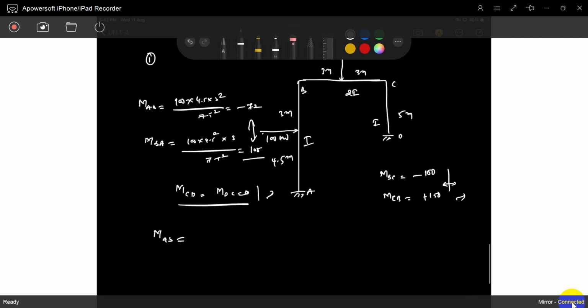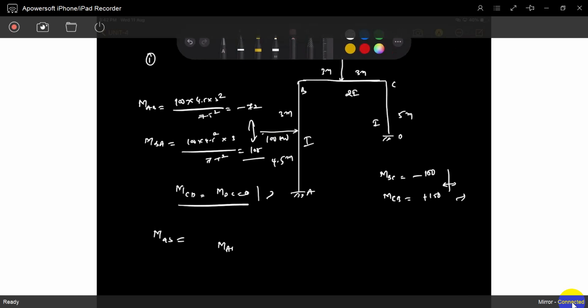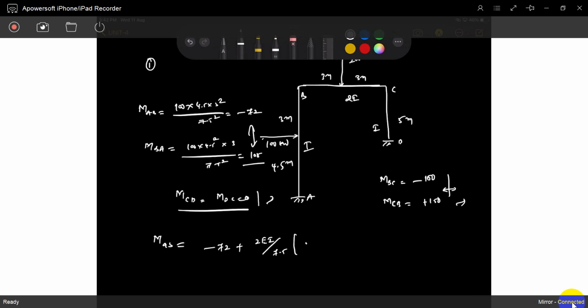So that's it. And you can write the slope deflection equations. Can you write MAB? No need to write it every time, it's a waste of time. So directly write it: minus 72 plus 2EI by L, where L is 7.5. Theta A is 0, so directly theta B minus 3 delta by L. L is also 7.5.